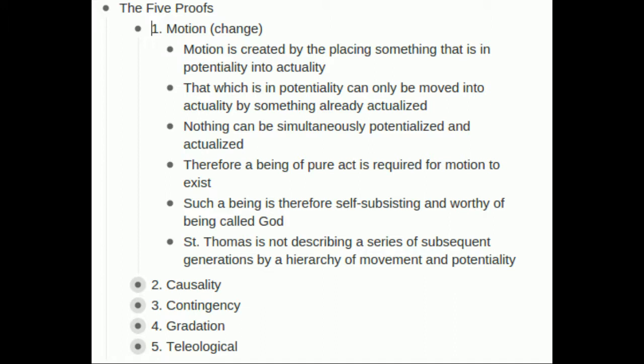Motion is created by placing something that is in a state of potentiality into a state of actuality. Everything has a state of potentiality. Before I started recording this video, my video camera had the potential to have the play button pushed and start recording. When I actually pushed the play button, I moved the video camera from a state of potentiality into a state of actuality. I actualized it. That which is in potentiality can only be moved into actuality by something already actualized.